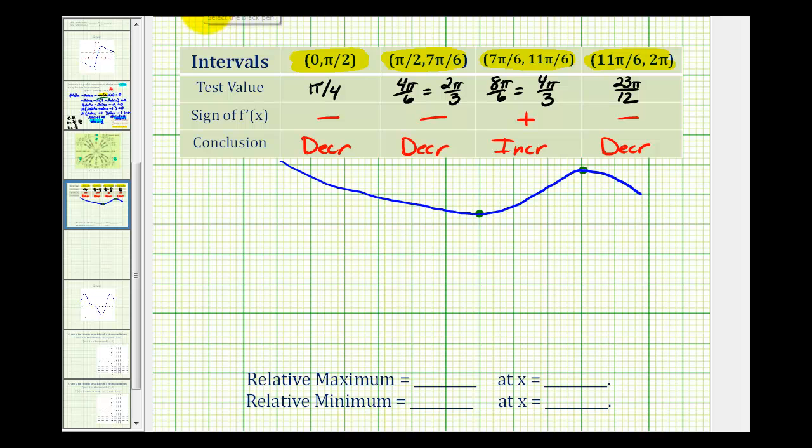Let's go ahead and record that information down here. Again, we have a relative minimum at 7 pi over 6, and we have a relative maximum at 11 pi over 6. So now that we know the locations of the relative extrema, we need to substitute these x values back into the original function to determine the relative max and min function values. And I've already set this up on the next slide to save some time.